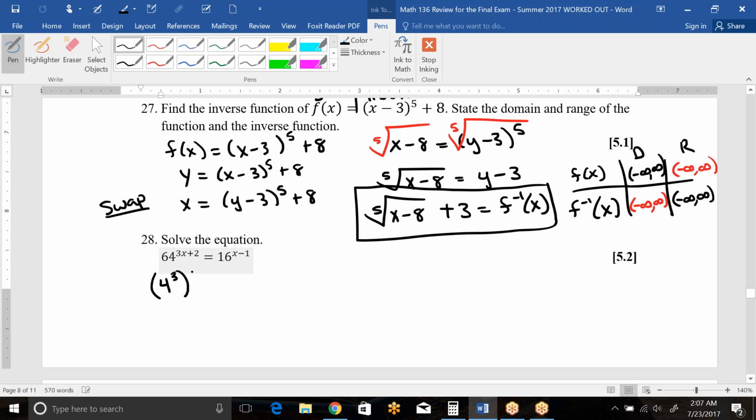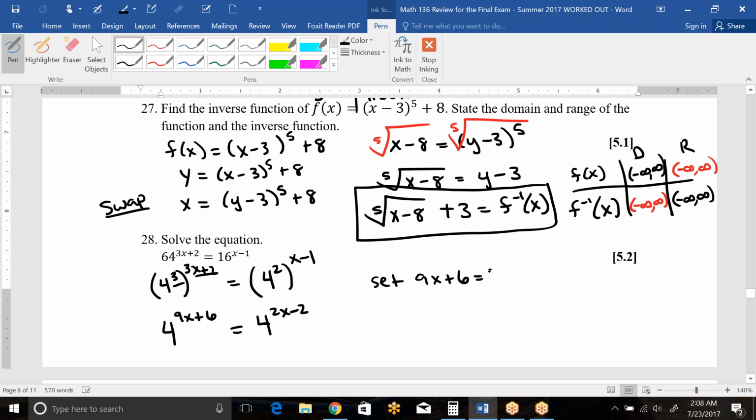64 is 4 to the 3rd, and then we would still have the 3x plus 2 on the outside. 16 is 4 squared, and we would still have our x minus 1 on the outside. Since we have two powers on the same base, we would multiply. So this would be 9x plus 6, and this one will be 2x minus 2. So our base on each side match, so now we can set 9x plus 6 equal to 2x minus 2. Subtract 2x over and get 7x. Subtract the 6 over, get negative 8, and divide by 7. So negative 8/7.